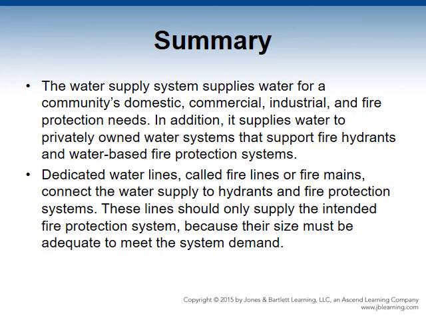The water supply system supplies water for a community's domestic, commercial, industrial, and fire protection needs. In addition, it supplies water to privately owned water systems that support fire hydrants and water-based fire protection systems. Dedicated water lines, called fire lines or fire mains, connect the water supply to hydrants and fire protection systems. These lines should only supply the intended fire protection system because their size must be adequate to meet the system demand.